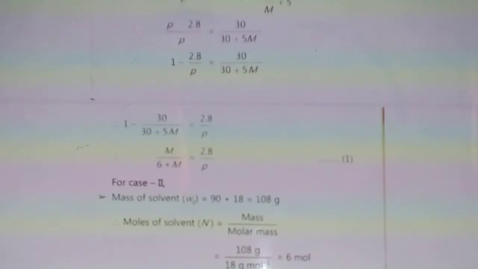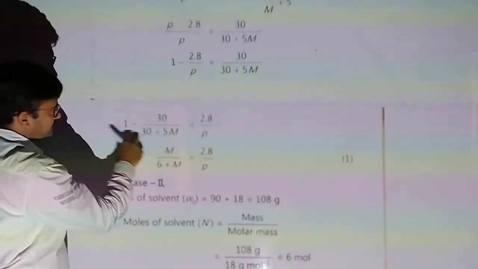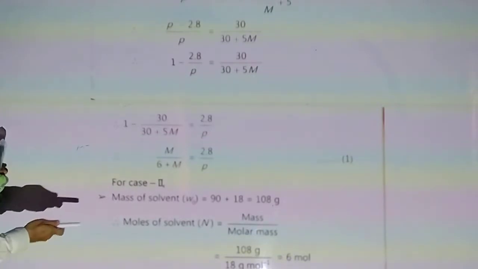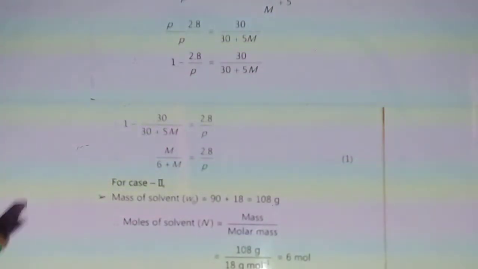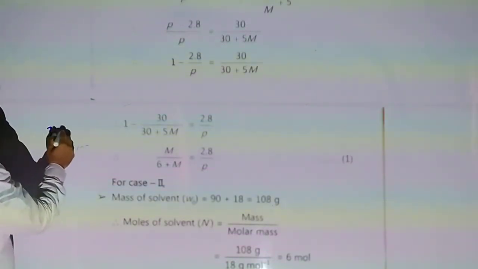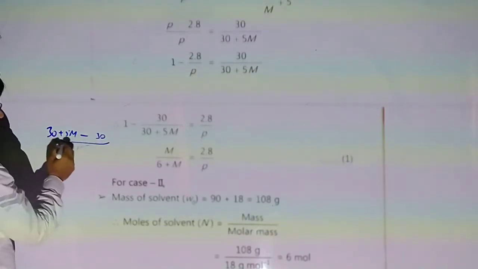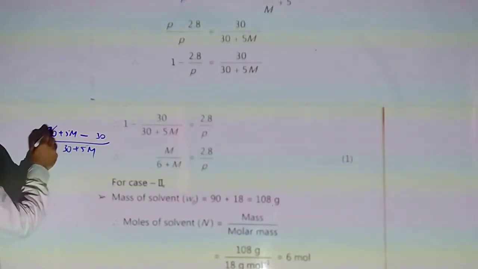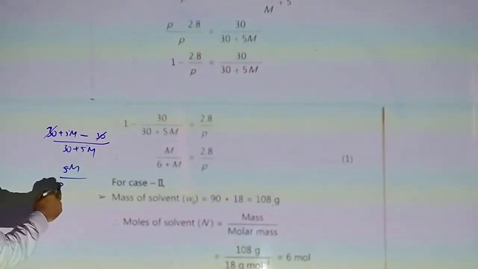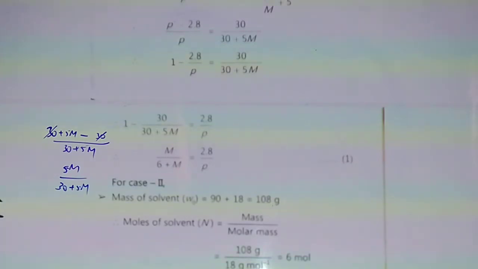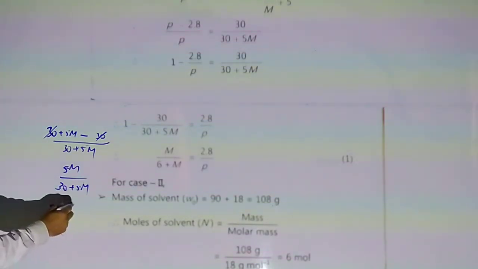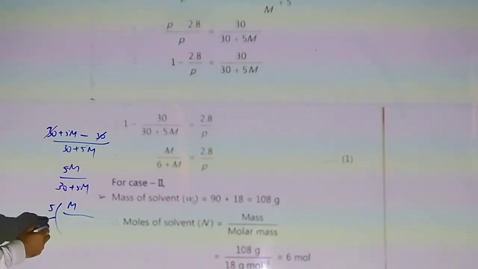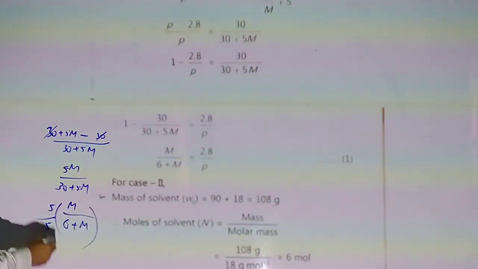So 2.8 upon P degree, here 30 plus 5M minus 30 upon 30 plus 5M. So 30 cut. So 5M upon 30 plus 5M. Here 5 is common, so 6 plus M. Understood?